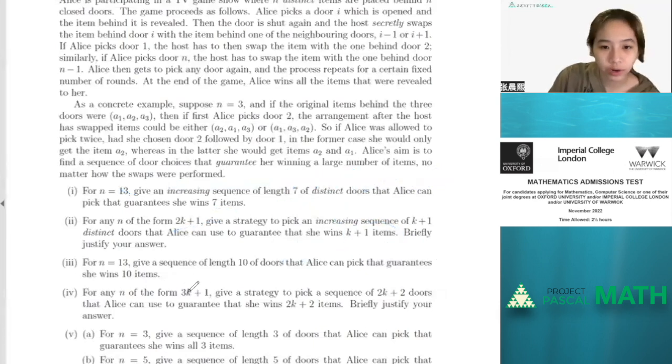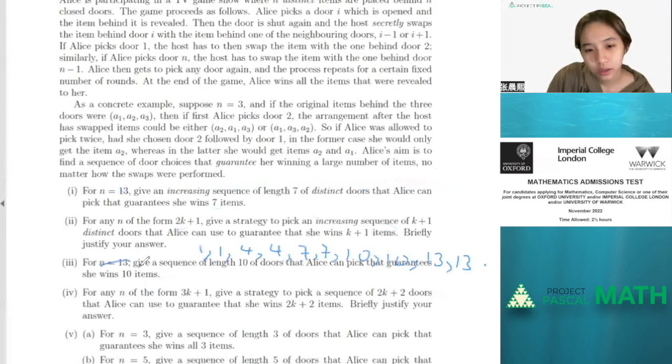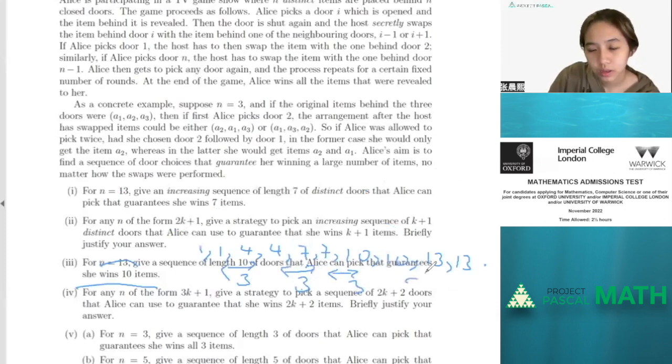So this one basically asks you for any sequence of doors that Elise can pick. So Elise can pick 1, 1, 4, 4, 7, 7, 10, 10, and 13, 13 for any permutation of 13. So she can guarantee she wins 10 items. And that's because if you swap around, having an interval of 3 between these ensures that you can pick up an item every single time. And also any permutation of this works.